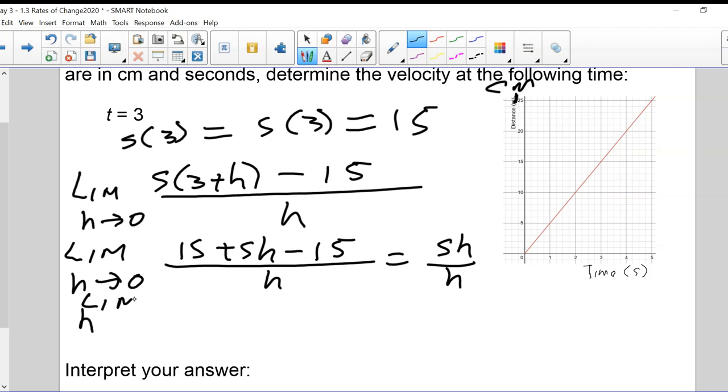As the limit as h approaches 0, I'm sure we would understand that this cancels out. And the answer is just simply equal to 5. And by the way, the answer is still in centimeters per second. And did you notice that there was no h in here at all? The h was gone, and the only thing that came out was 5. Did you notice that? All right.